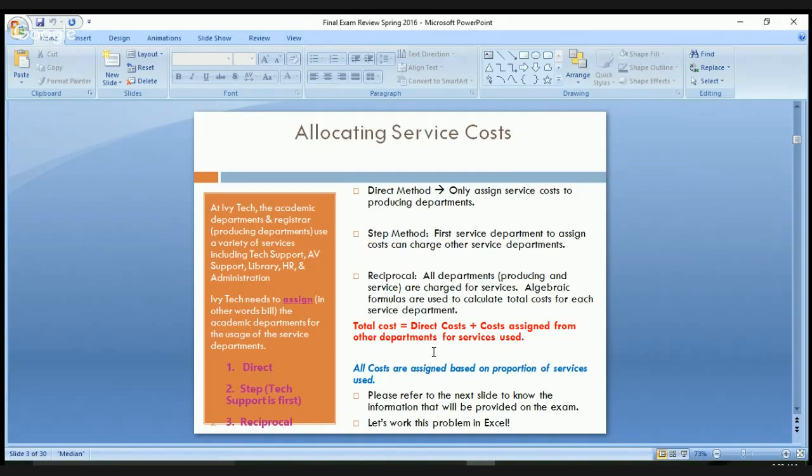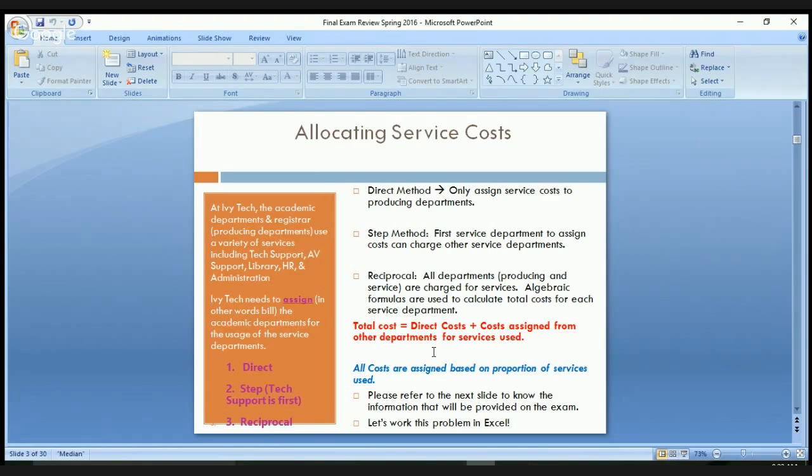The step method, basically the first service department will allocate to the other service department and the other main departments. But the second service department will not allocate back to the first service department. They will only allocate to the 2 main departments, or how many main departments you have. The reciprocal goes back and forth. So think of it as back and forth. The first service department will allocate to the second and the mains. Then the second will allocate back to the first and to the mains, and so forth.